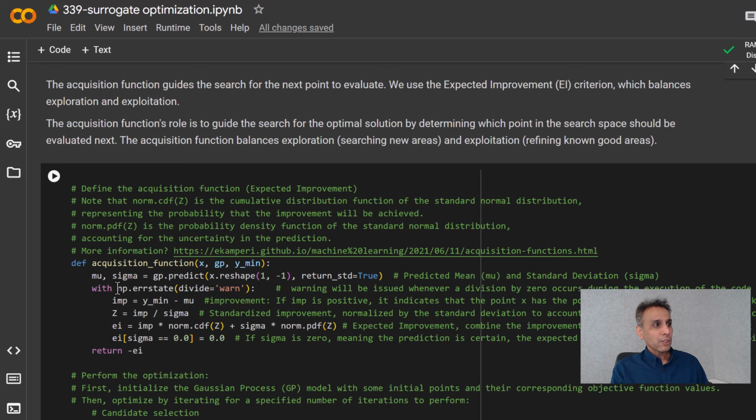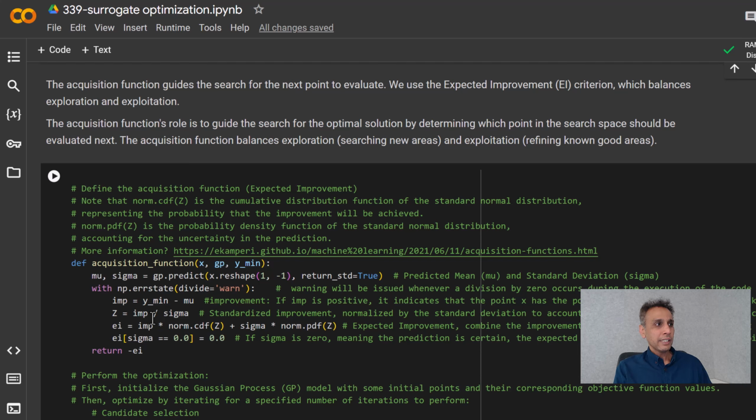I put this in a with np.errstate divide because sometimes you may encounter zero values. In case you have that, all this is saying is, go ahead and throw me a warning sign and don't just stop. And my improvement is basically y min minus mu. If this improvement value is positive, meaning mu, or mean here, is smaller than y min, that indicates that the x value, the input we're using here, has the potential to improve upon the best value.